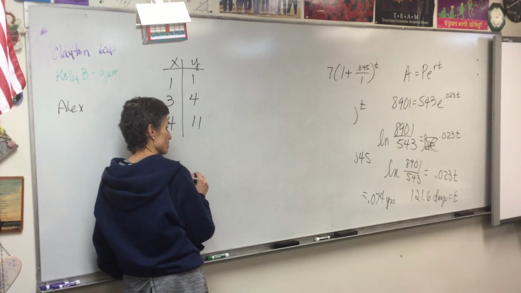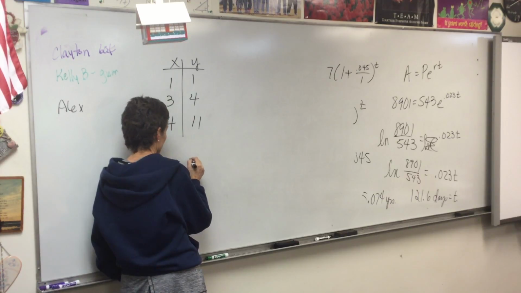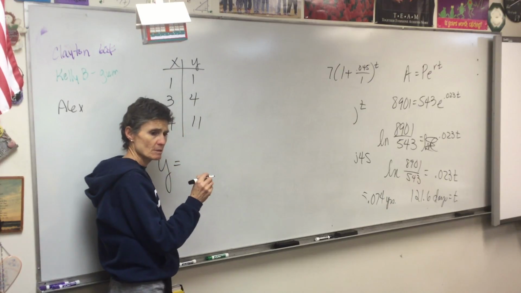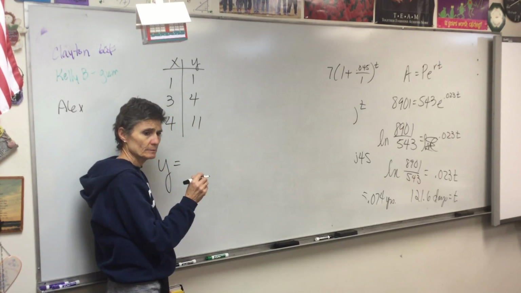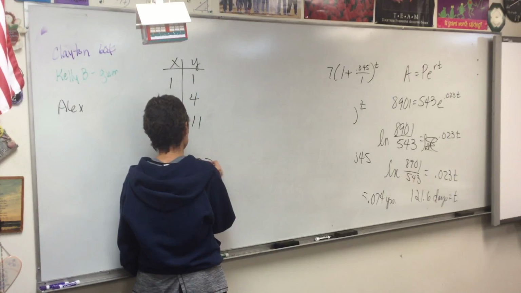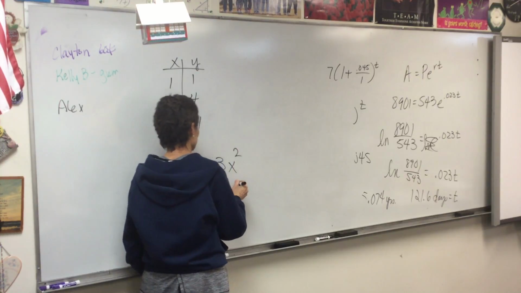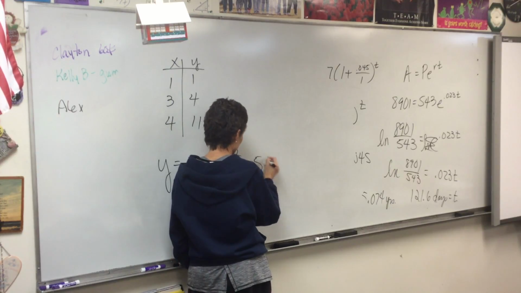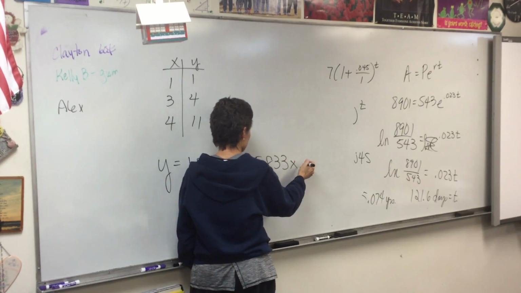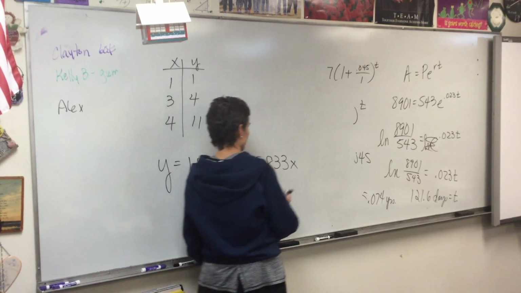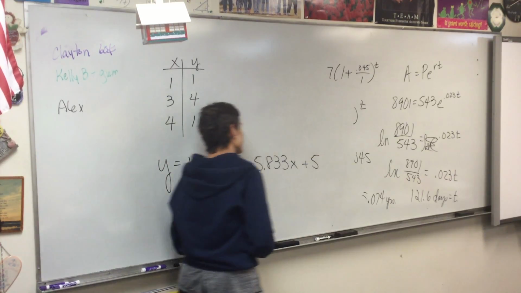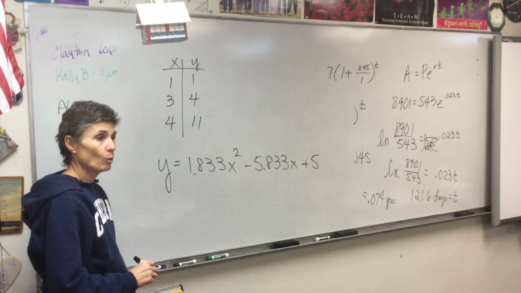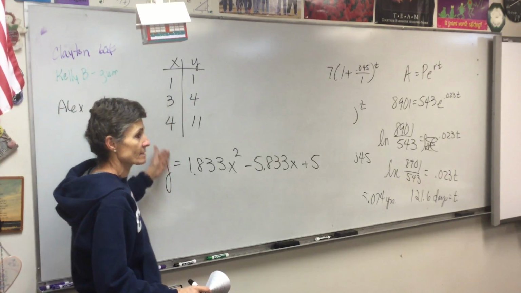A, B, and C. 1.833. Can you make that a fraction? Or not? No. All right. 1.833 x squared. What's B? Negative 5.833 x. And what's C? 5. Just 5? Yeah. All right, so there is our quadratic equation that represents this data.